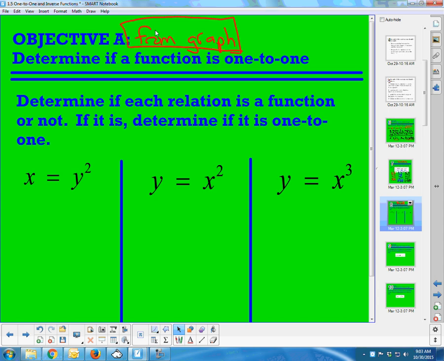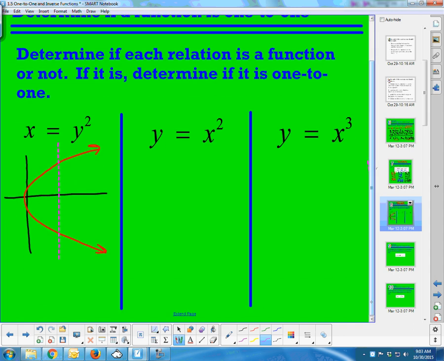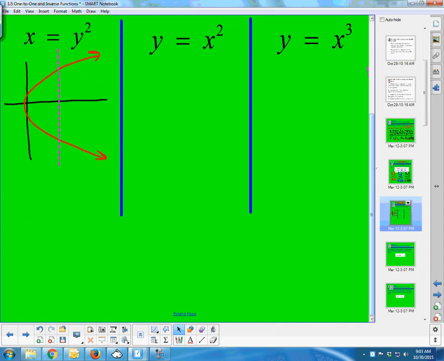So what we will do is graph each one of these. The first one, x equals y squared. The graph of x equals y squared looks roughly like this. The first thing we would do is apply the vertical line test. I see here that we fail the vertical line test. So the answer to this is it's not even a function.